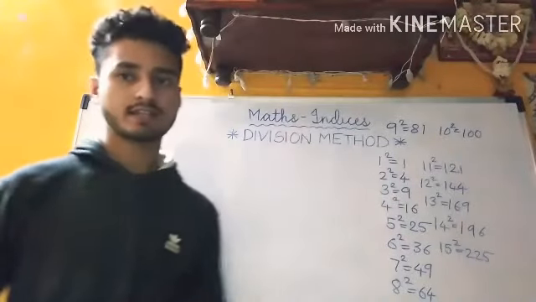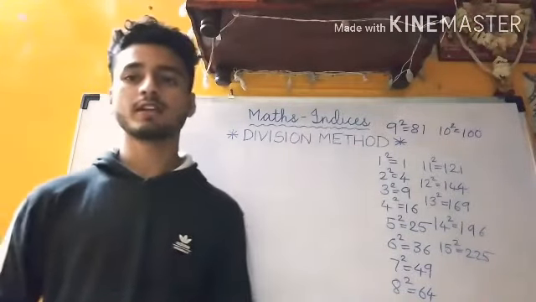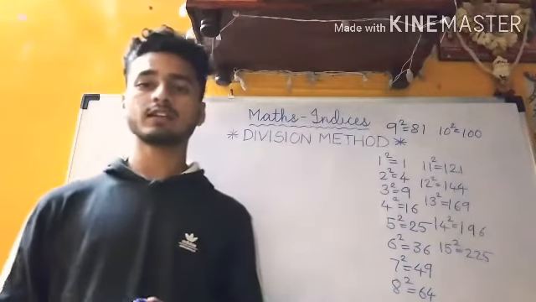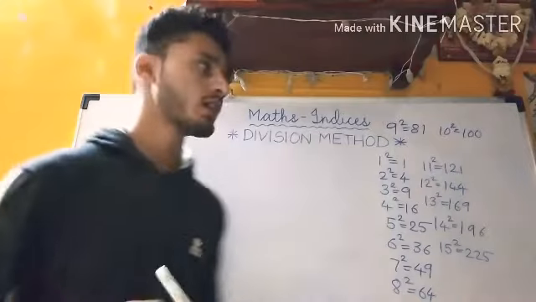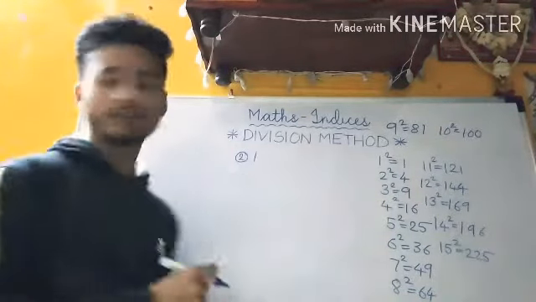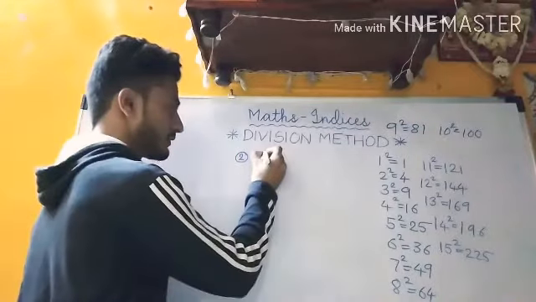Now we'll start with the second sum. The second sum is based on decimal numbers. So we will learn how to find the square root of a decimal number. The question is 141.61.